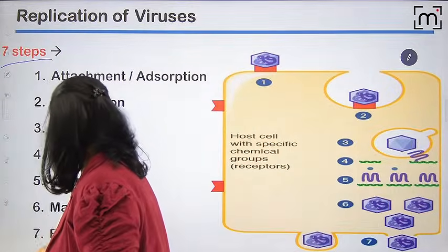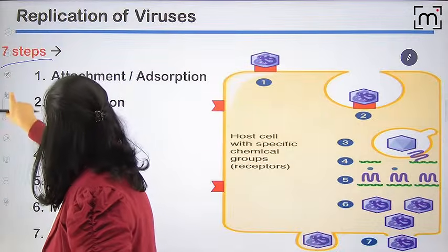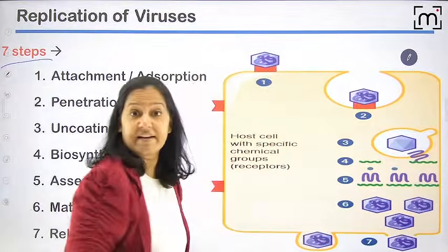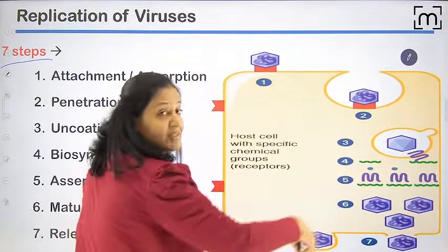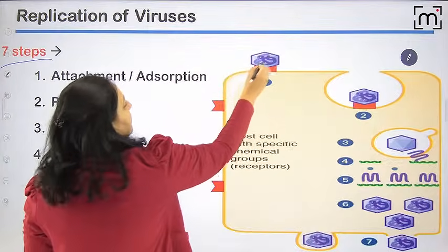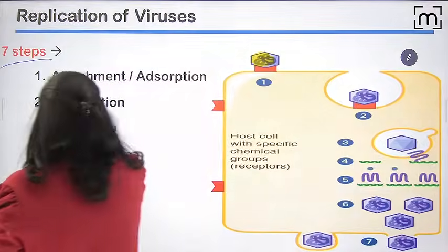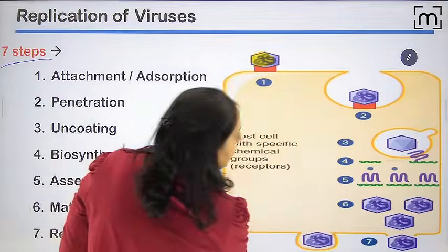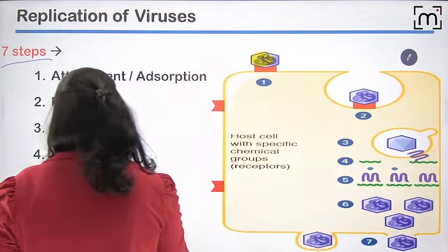Appreciate the virus. Let me see if I can use the highlighter. I guess I can. Oh, thank you. See the virus. I will show you the 7 steps. So this yellow cell is a host cell. First step is attachment. Virus is coming and attaching here. How will this highlighter go? Just a second.